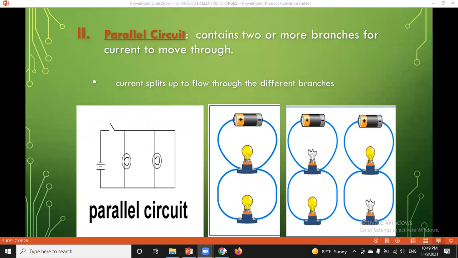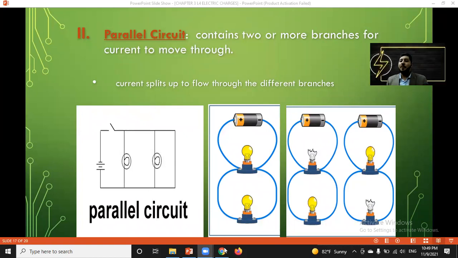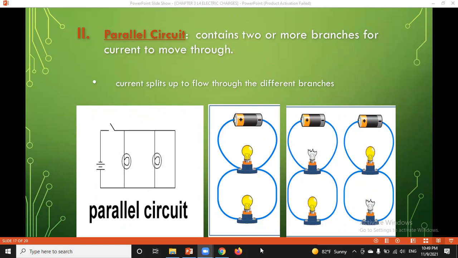The advantages of the parallel circuit: if there is a broken or a missing light bulb, for example, the other light bulbs will keep working. Electricity keeps moving on the unbroken paths, just like this example here.